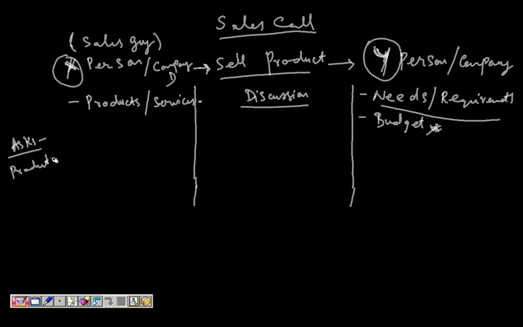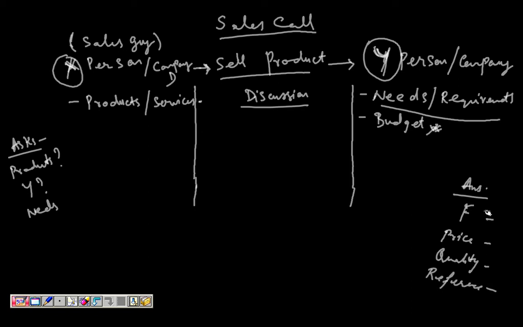Answer maybe could be, I use product F. Okay, Y needs. Okay, maybe because of price point, maybe because of quality, maybe because of certain reference that has been given by a friend of Y, who can be an N friend, that he is also using product F. Okay, and hence person Y is also using that product. There can be several other reasons as well that can be lined up on why person Y is using a certain product.